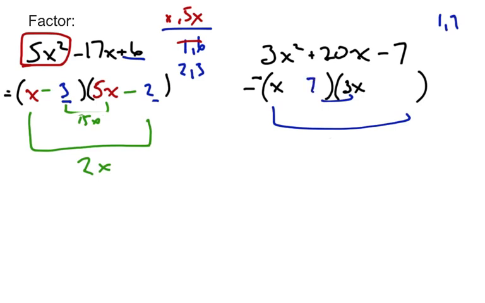Put 7 over here and a 1 over here. On the outsides, that'll give us 1x, and on the insides, that gives us 21x. That can be 20 if we have positive 21 and negative 1.